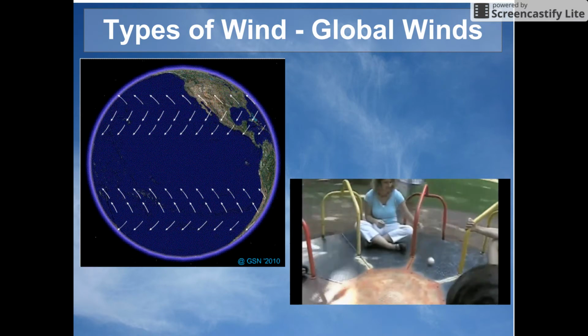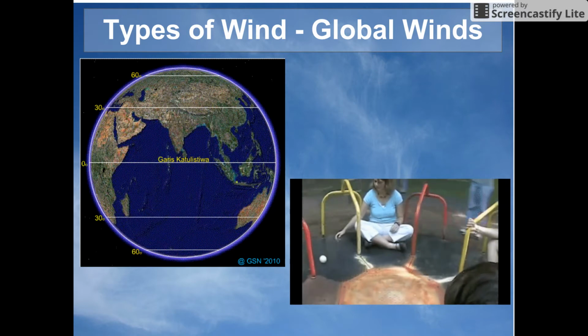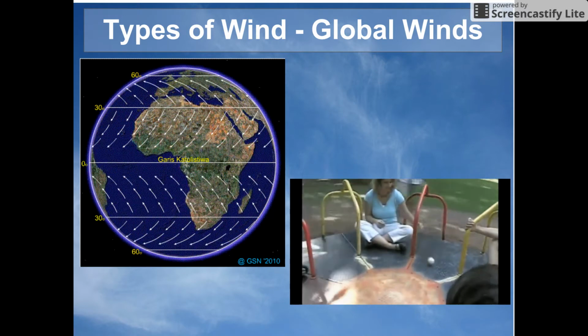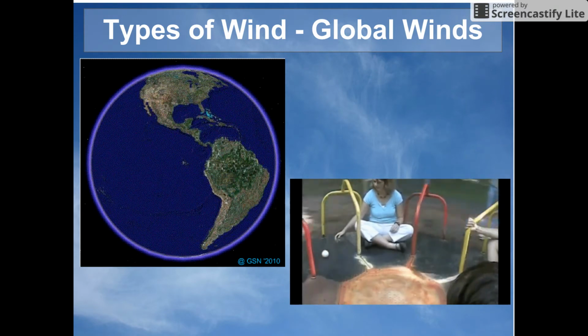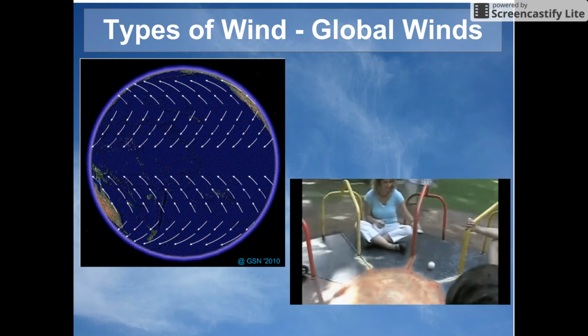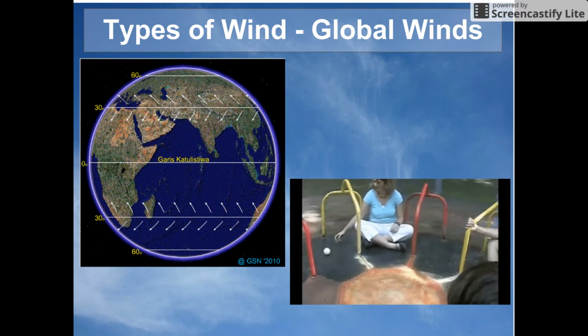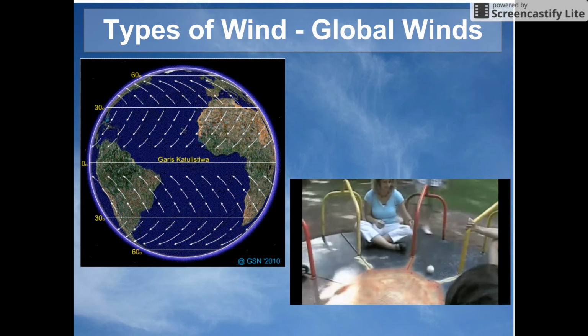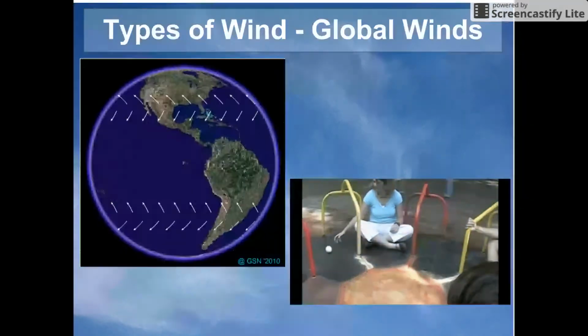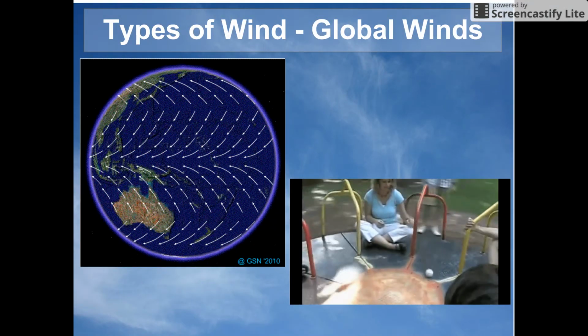Now look at the picture in the lower right. See how it looks like the ball is curving back towards her. Actually, when she throws the ball, it is traveling in a straight line. However, because of the rotation of the merry-go-round, it appears that the ball is curving.